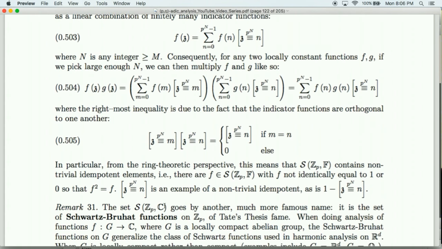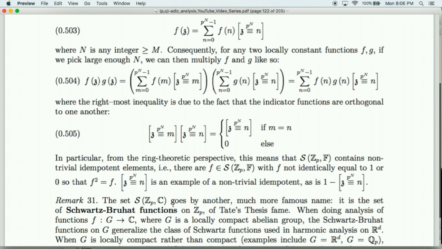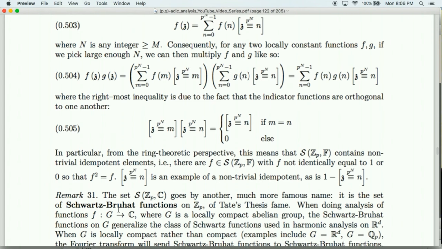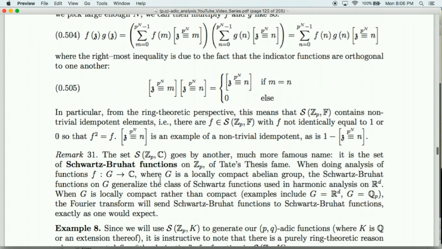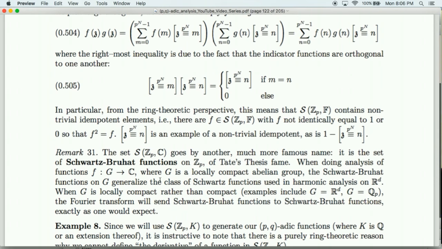The set S(Z_p, C), where our field is the complex numbers, goes by another much more famous name: the set of Schwartz-Bruhat functions on Z_p. These are famous from Tate's thesis, and that's why I use the S. When doing analysis of complex-valued functions on a locally compact abelian group, the Schwartz-Bruhat functions on G are the analog of the familiar Schwartz functions used for harmonic analysis on Euclidean space.